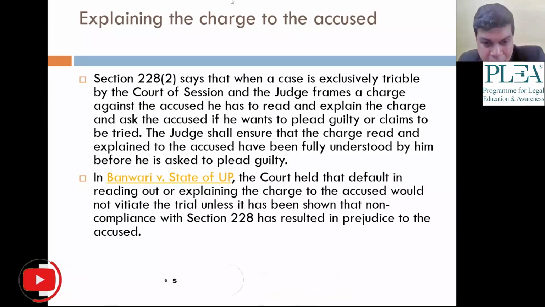In the case of Banwari versus State of UP, the court held that default in reading out or explaining the charge to the accused would not vitiate the trial unless it has been shown that non-compliance with section 228 has resulted in prejudice to the accused.